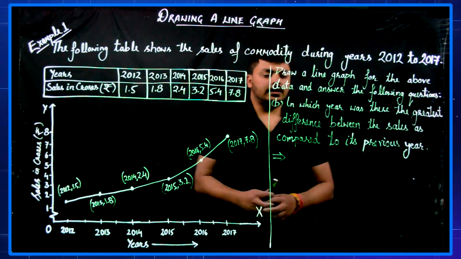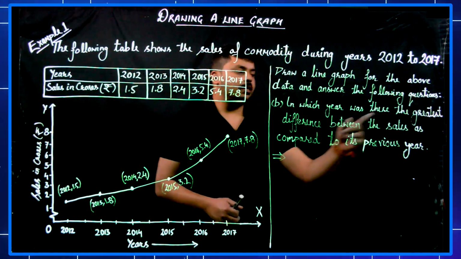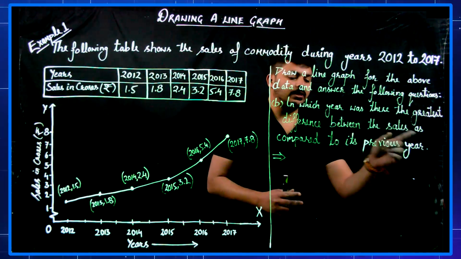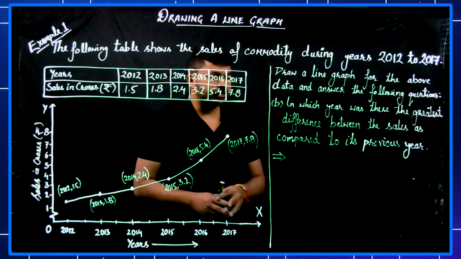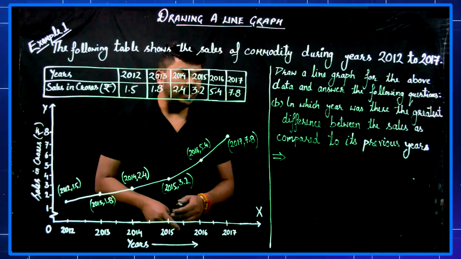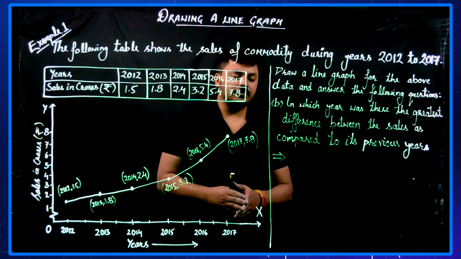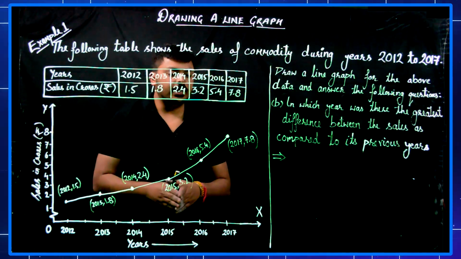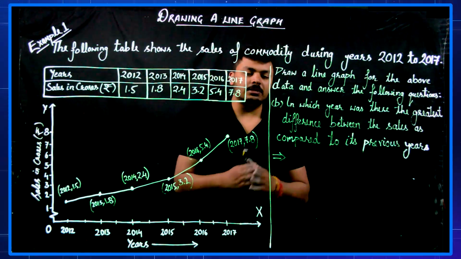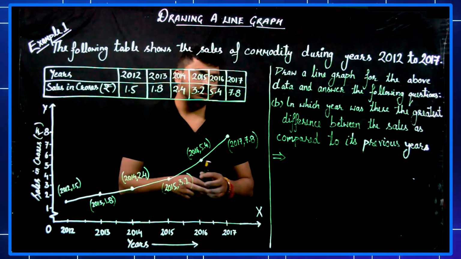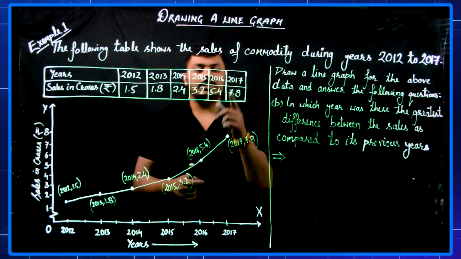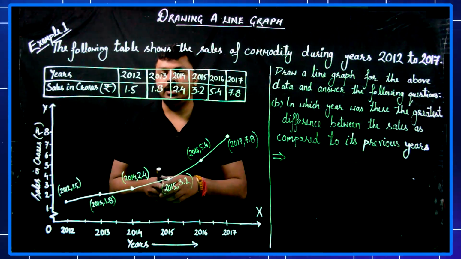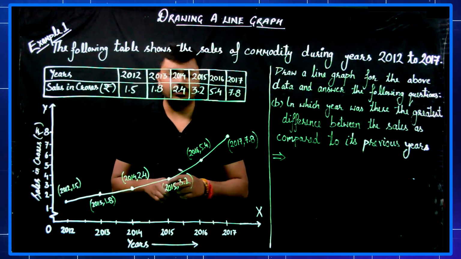So our B part is: in which year was there the greatest difference between the sales as compared to its previous year? So to find the greatest difference between the sales, we need to look for the maximum sales and the minimum sales. So the maximum sale was in the year 2017 and the minimum was in the year 2012.